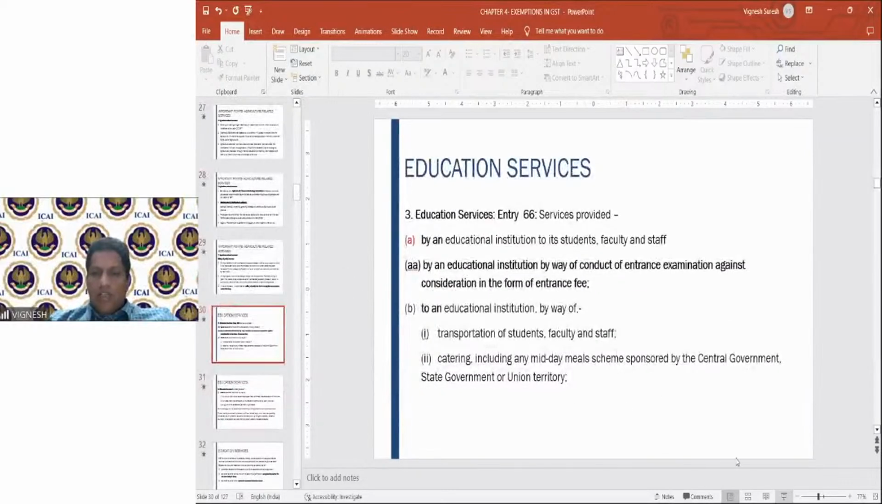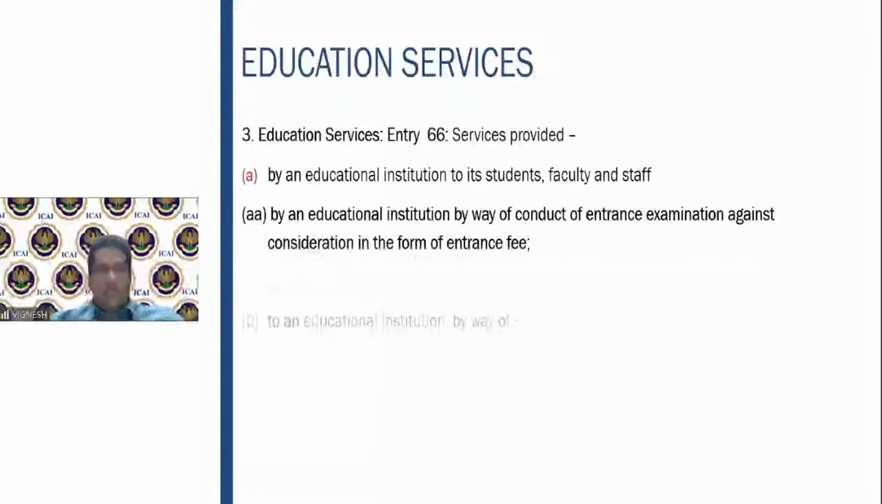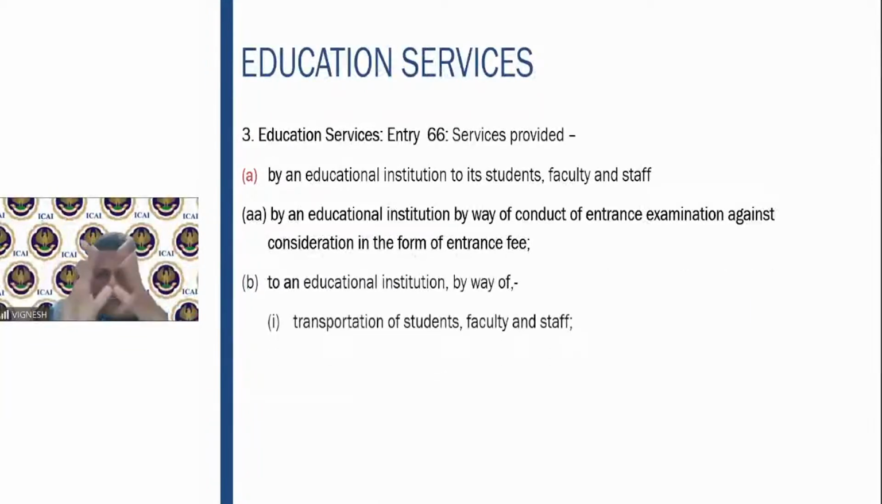Now we come to education services. Please bear in mind the types of education services for which exemption is given. The first is preschool, then primary school and higher education, and next also colleges. But the colleges need to give degrees approved by the law in force. The qualification should be recognized by the law in force. These are the three types of education institutions to which the GST exemption is applicable.